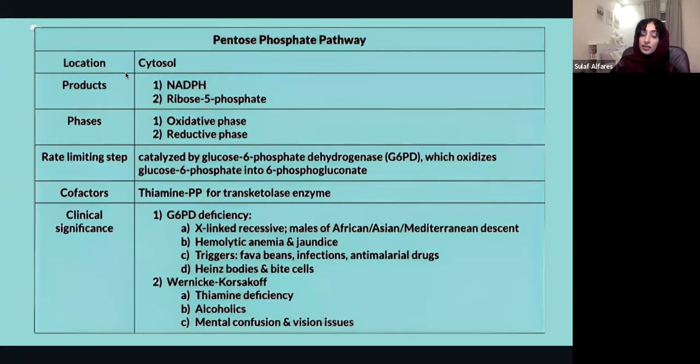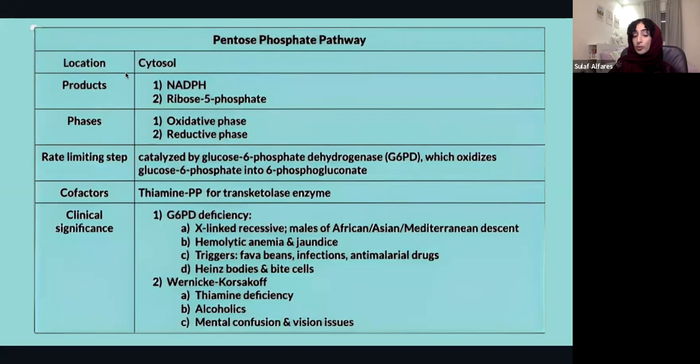And finally, the clinical significance. We have 2 important things. First is G6PD deficiency, which presents more in males of African or Asian descent, and it's usually asymptomatic unless you have one of the 3 triggers: ingestion of fava beans, infections, or anti-malarial drugs. We can see this in the blood smear as Heinz bodies and bite cells.